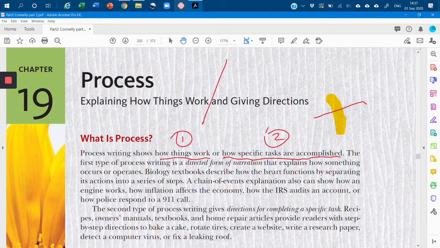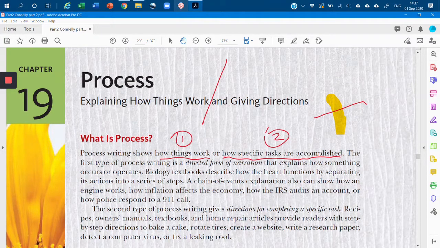So they give you the example of biology textbooks. Biology textbooks give you an idea of how things work, like the heart, or physics textbooks describe light and the process of the light wave as it travels through space. And there are many, many other examples.